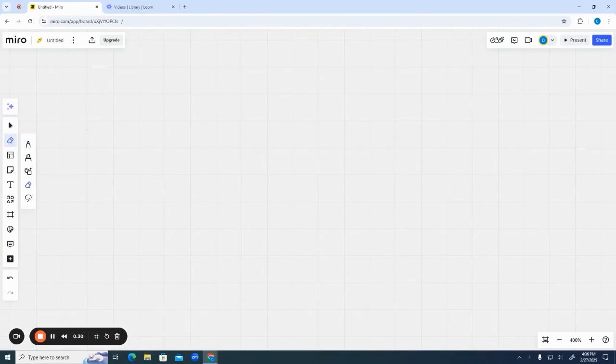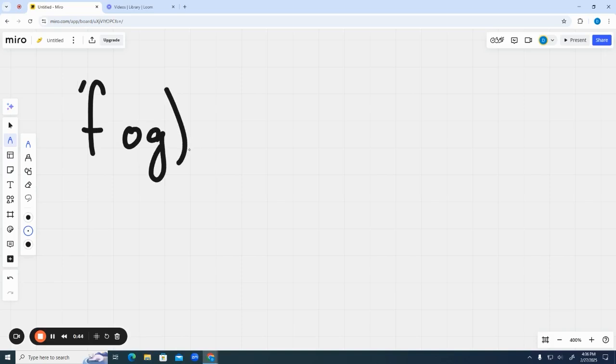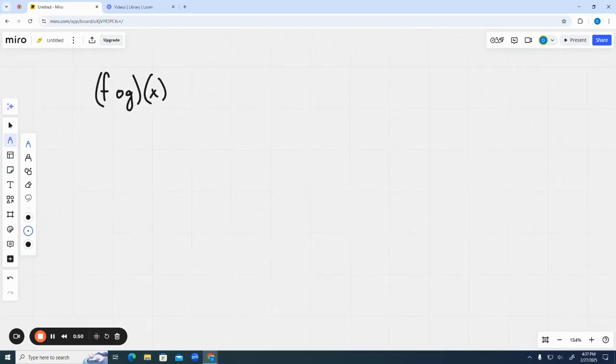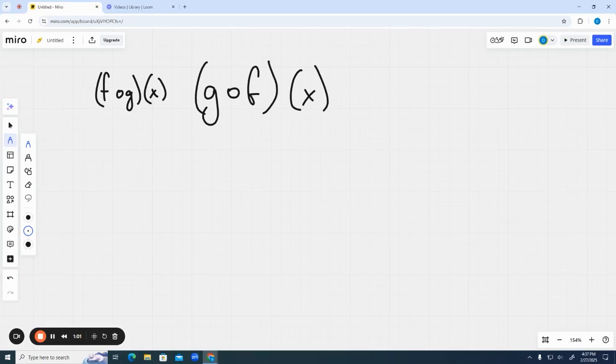So, first off, what is a composite function? You might have seen composite functions in something like the form f of g of x, right? Or you might have seen them as, like, g of f of x. And this might look confusing to you, but I promise it's not that confusing.